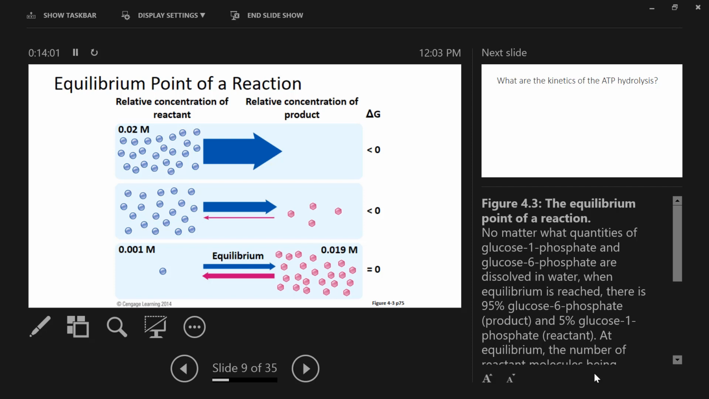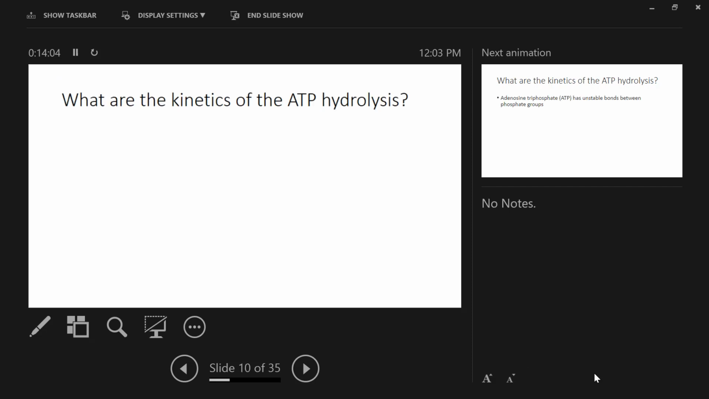All right, so we got one more question to deal with, and then we will do our lecture break. What are the kinetics of ATP hydrolysis? All right, so ATP is adenosine triphosphate. And the bonds between the phosphate groups are unstable. What we mean by unstable is that they are easily broken. Not that they are less stable than if the bonds aren't in place, because you're like, that doesn't make any sense. Bonds form so that electrons can be in a lower energy level and a more stable arrangement. But what we mean is that the bonds between these phosphate groups are easily broken.